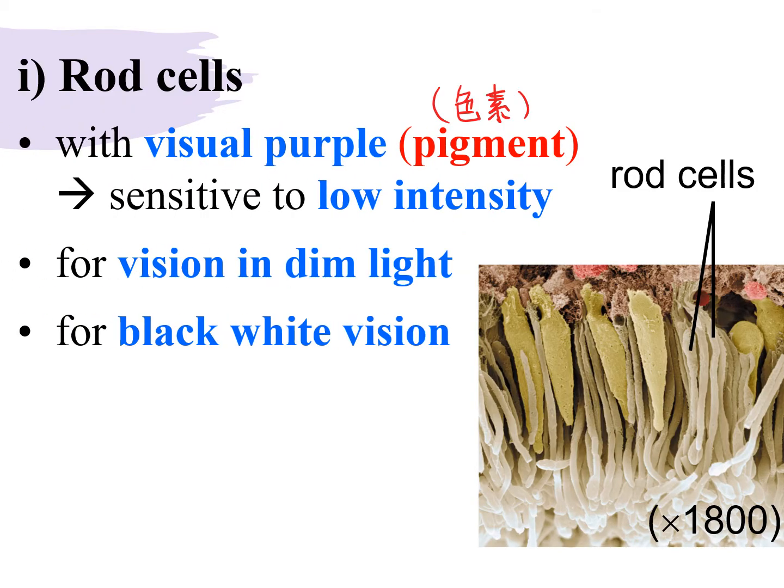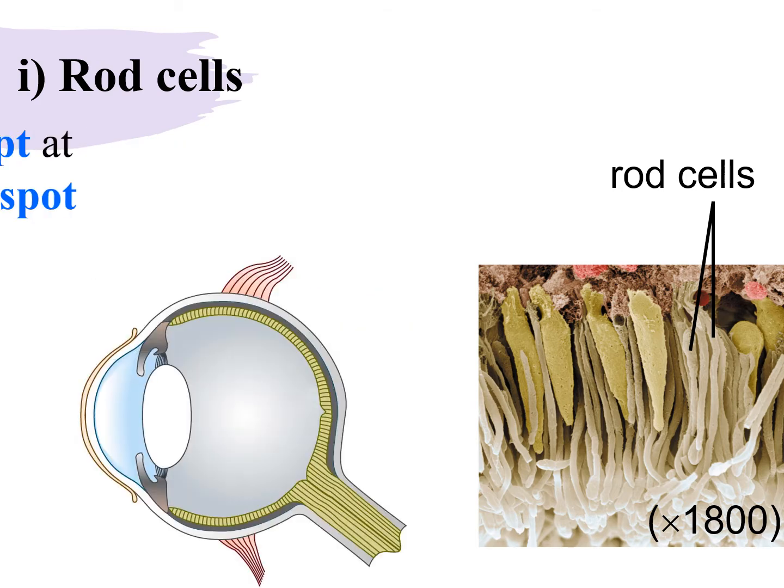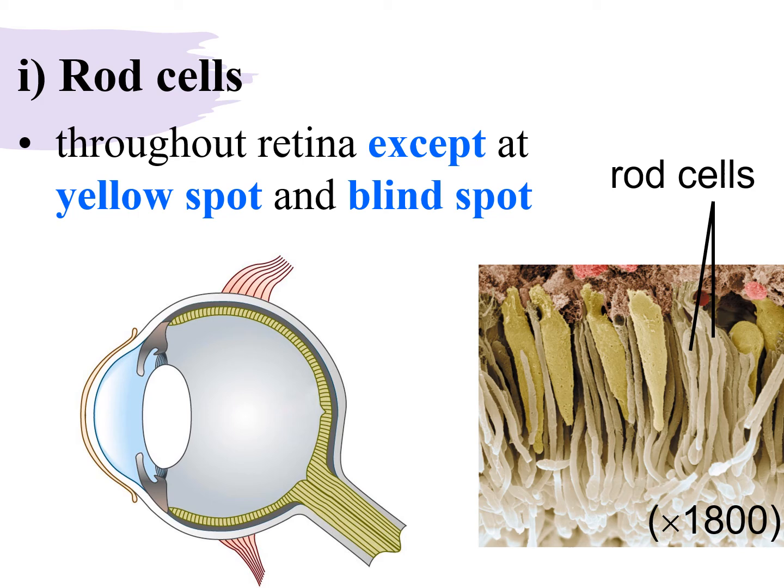The rod cells are for black and white vision. They contain the pigment, 色素, called visual purple, and they are extremely sensitive in low light intensity. So they are for vision in dim light, in the very dark. Where do you find the rod cells in your retina? You can find them throughout the whole surface of the retina, except the yellow spot and the blind spot. They are for black and white vision.